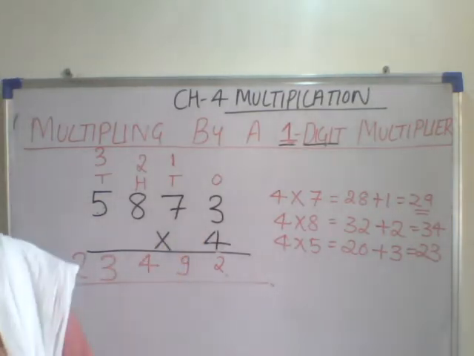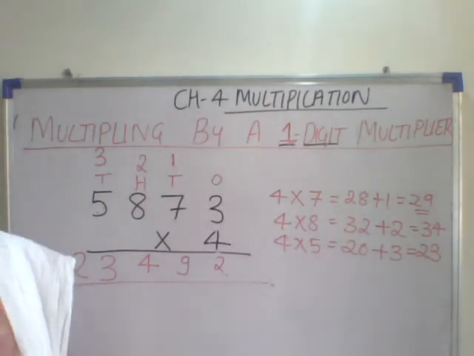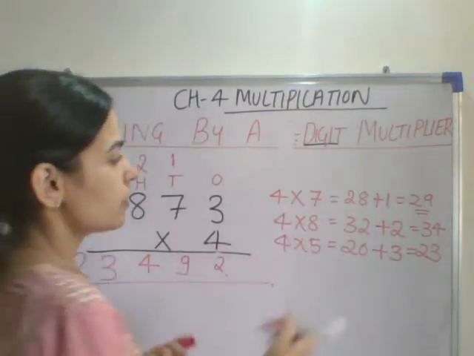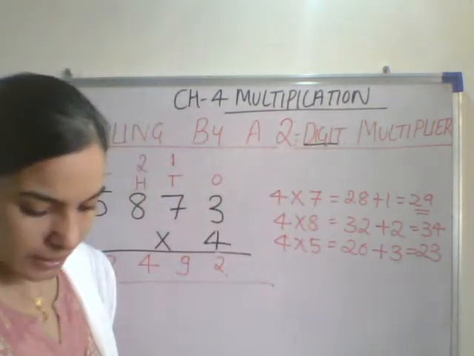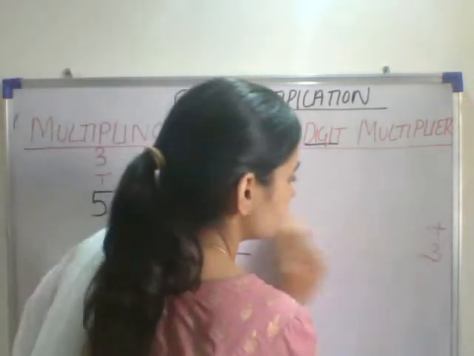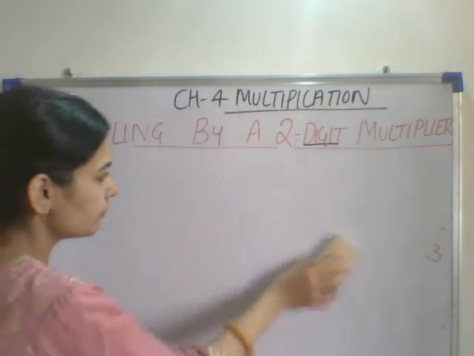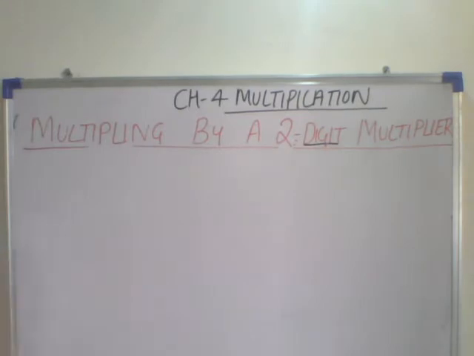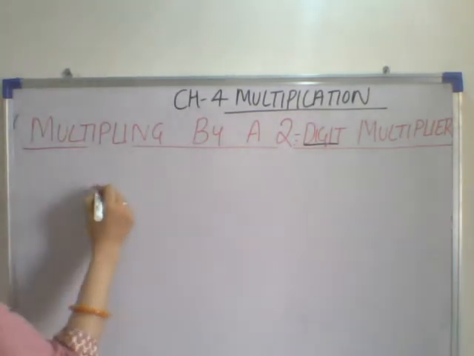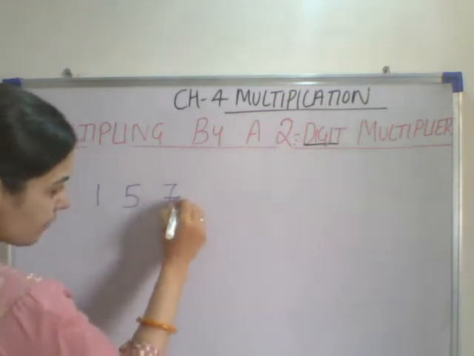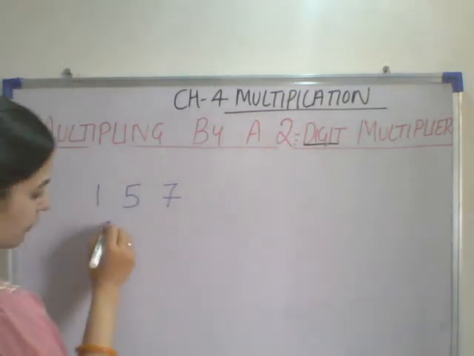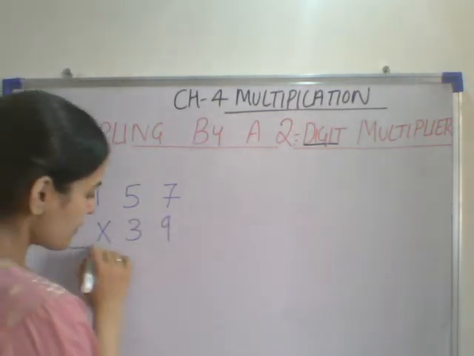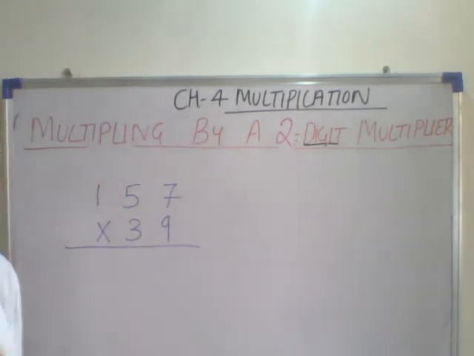Now next we will be doing how to multiply if the multiplier instead of one digit is two digit, with a two digit multiplier. Let us take another example using a two digit multiplier. I am writing the number 157. We have to multiply 157 with 39. Two digits are there. So how will we be multiplying this number?